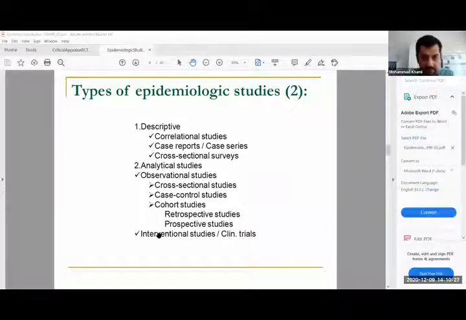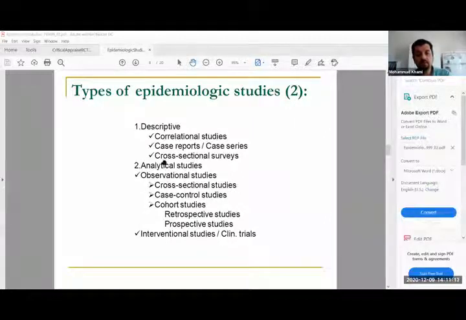The analytical studies can be divided into two categories: observational and then interventional studies. And in the category of observational studies, we have cross-sectional studies, case control studies, and cohort studies. When I come to each of these studies, I will explain about these retrospective or prospective aspects. But just we can say that in cohort studies, we can use these two terms, but it is not a real retrospective. The real retrospective study is a case control study. I will explain about that.